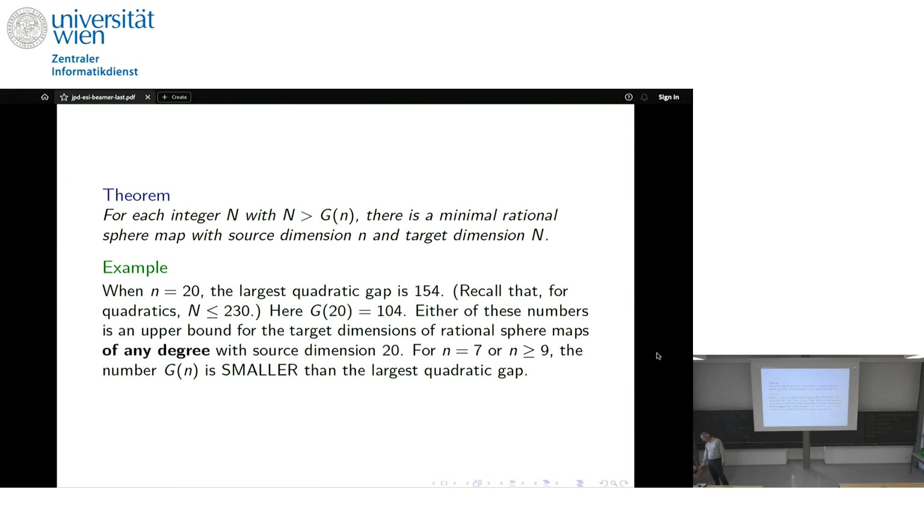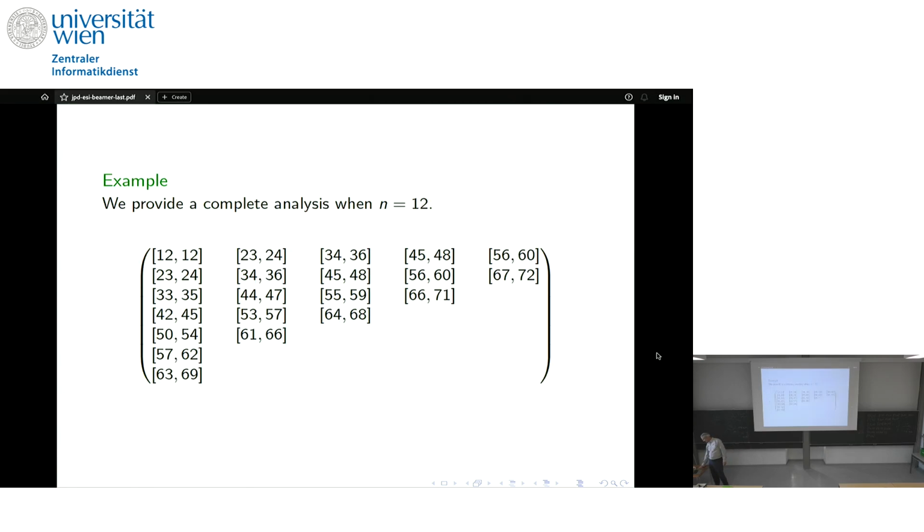Okay, so here's the theorem. For each number N greater than g of n, there is a minimal rational sphere map with source dimension n and target dimension capital N. This slide is saying that you can improve things. You already prove a theorem just by looking at quadratics, but you can get rid of some of the quadratic gaps. And that's the procedure for doing that.